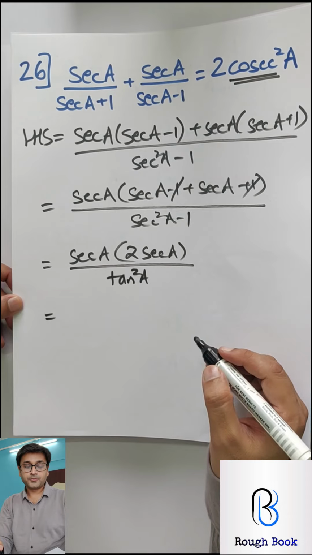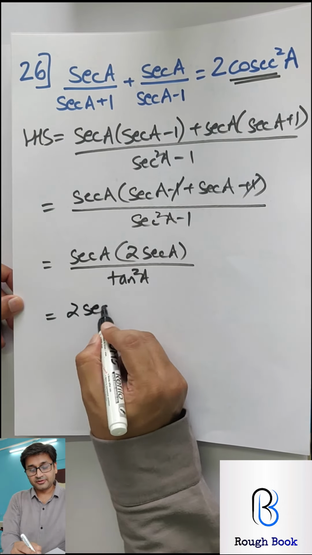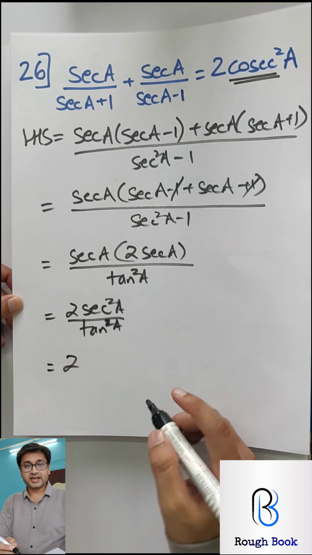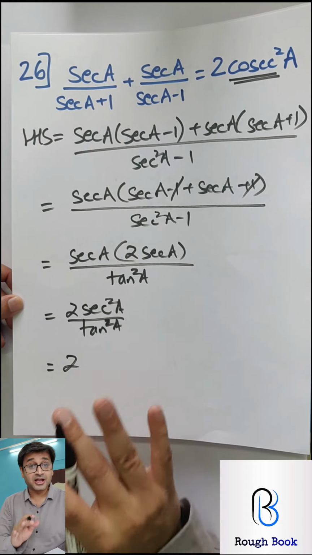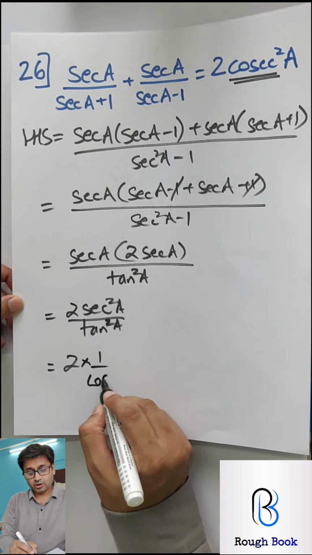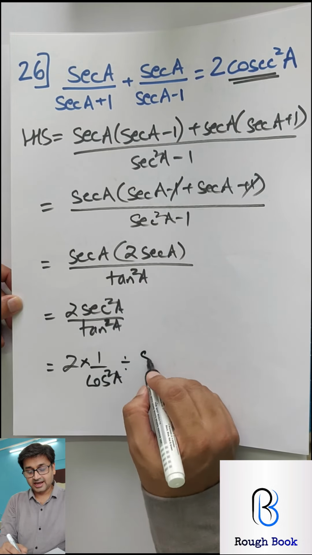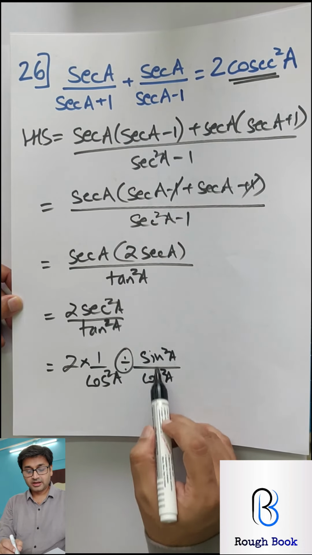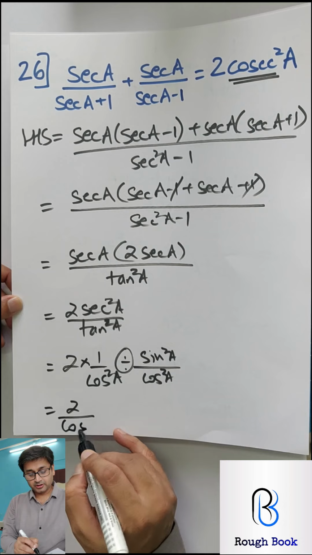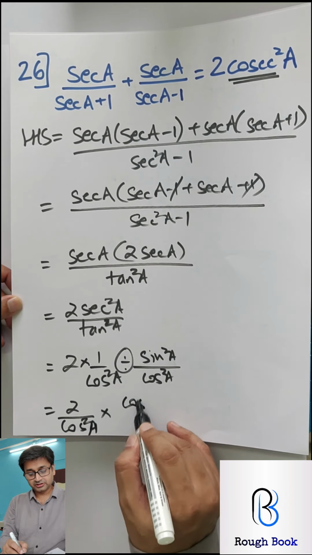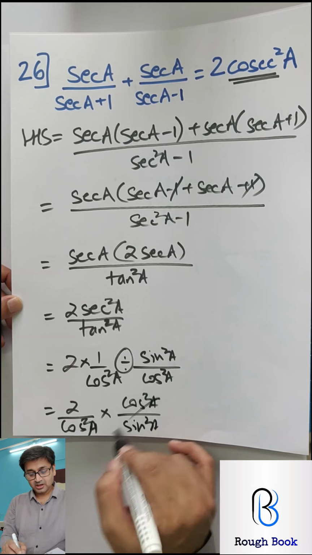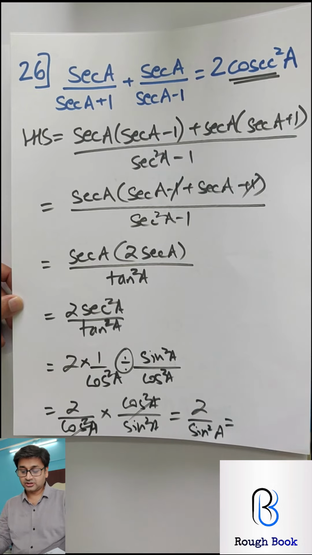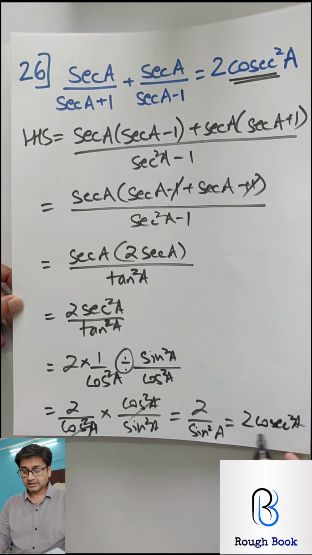What do we do now? If I multiply this, it will become 2 times sec A upon tan square A. Convert everything to sine cos and pray that magic happens. So sec is 1 upon cos divided by tan square, and tan is sine upon cos. When I convert this into multiplication, reciprocal will happen. So 2 upon cos into cos square upon sine square. Cos gets cancelled. I get 2 upon sine. What is 1 upon sine? Cosec. So that's what we wanted.